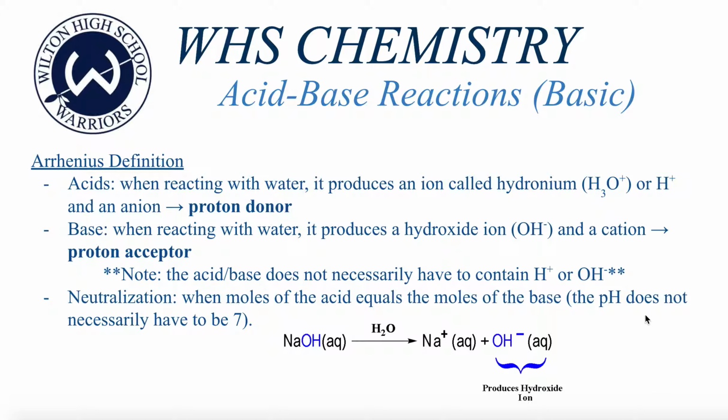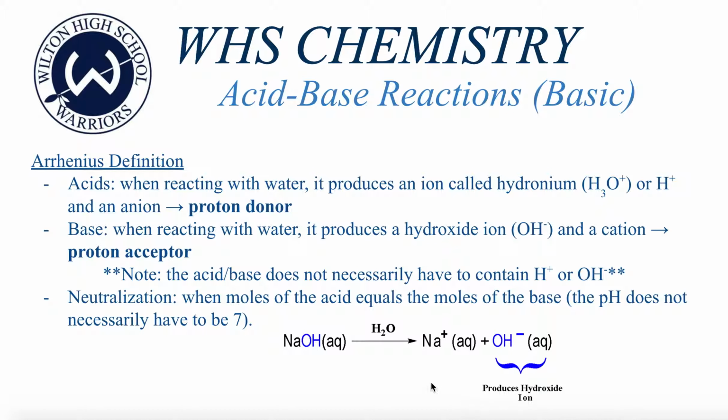So neutralization is when the moles of the acid equal the moles of the base, which you can also say is when the moles of H plus are equal to the moles of OH minus. The pH does not necessarily have to be 7 like water is neutral, but in this case, an acid or base reaction could be neutral at a pH of 12 or a pH of 3.